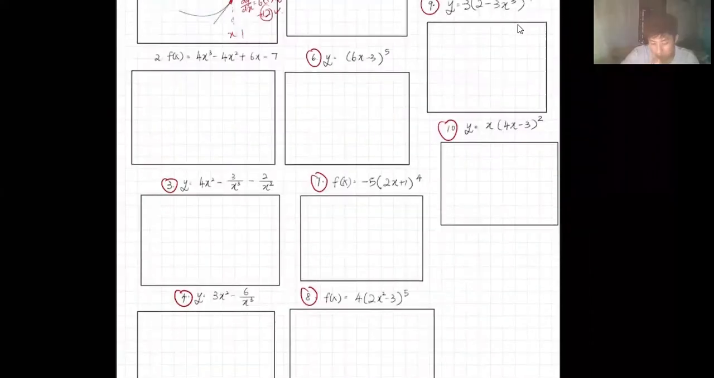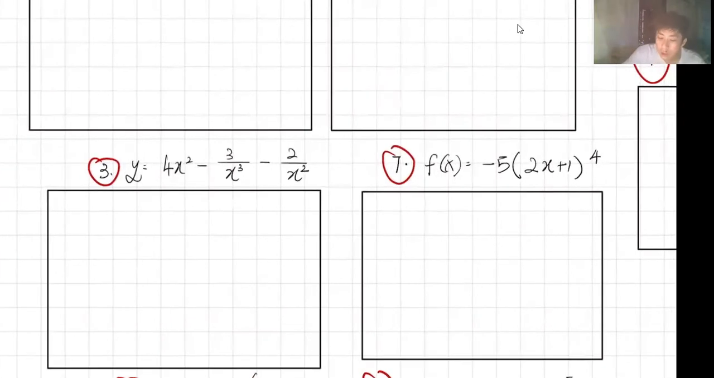All right, the next question we do is number 3. Whenever you see there is x in the denominator, what you do is you bring it up first. How you bring it up, I show you. y is equal to 4x squared. I just rewrite. I haven't differentiated yet. Why? Because I'm writing y, not dy/dx. I haven't differentiated anything yet, okay?